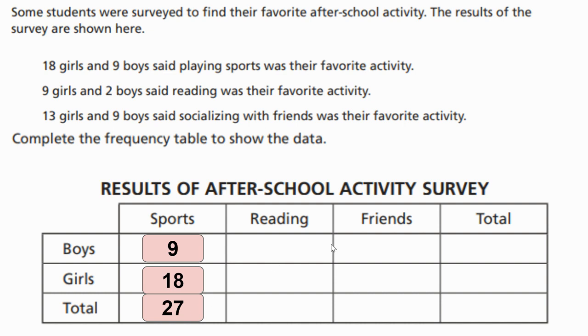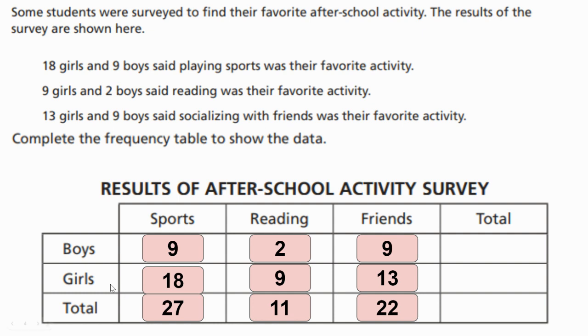We're going to do the same for reading, friends. So reading, 2 boys said reading, 9 girls said reading. So a total of 11 students surveyed thought reading was their favorite after-school activity. And then socializing with friends. We had 9 boys that said that, and 13 girls responded that socializing was their favorite activity. So that's a total of 22 out of all that were surveyed.